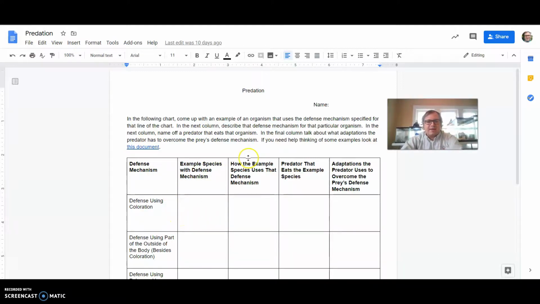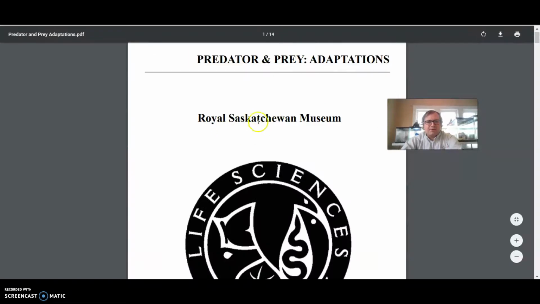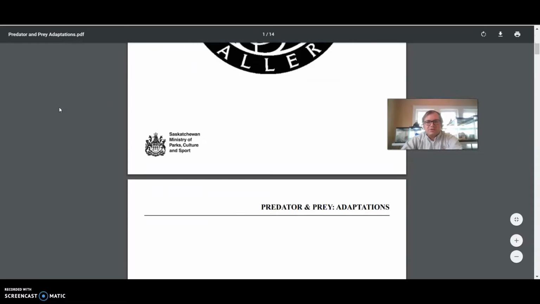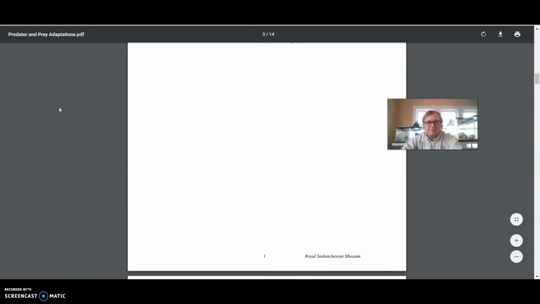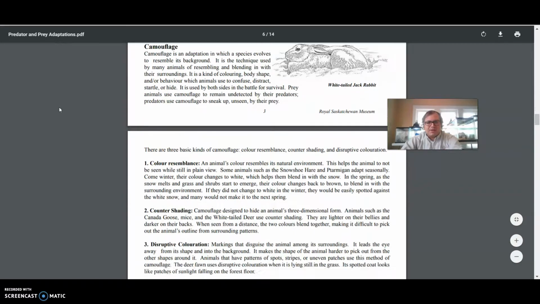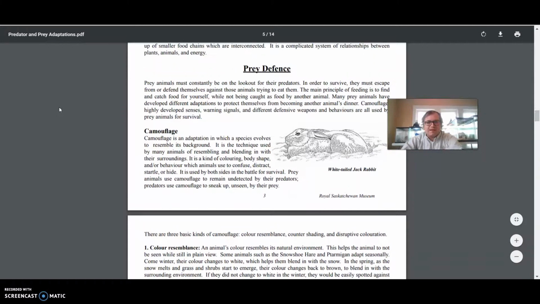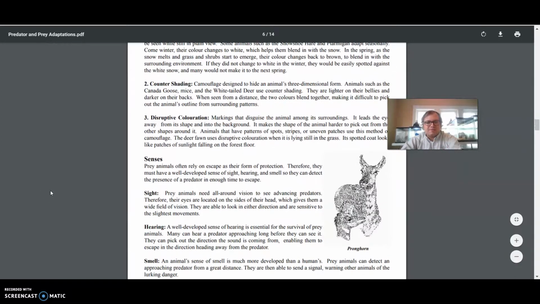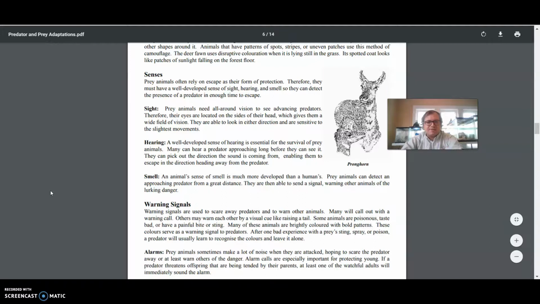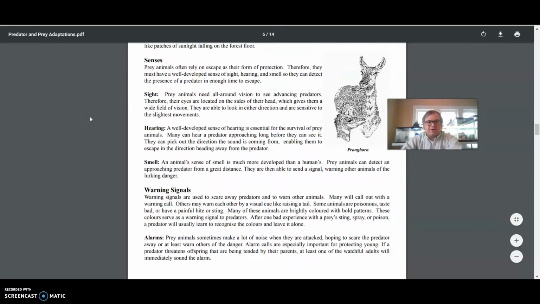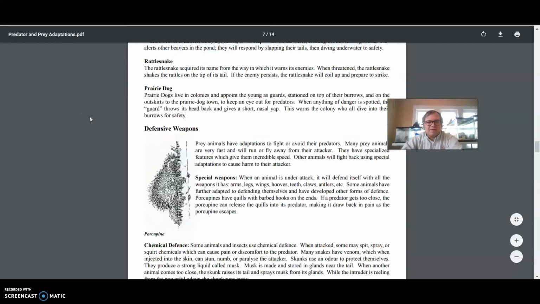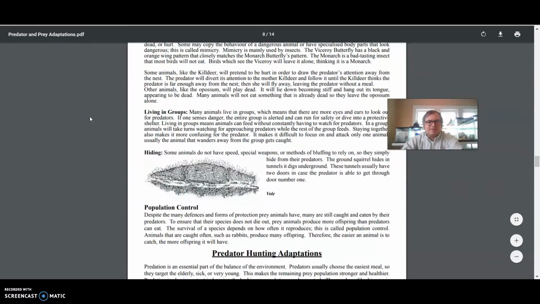The other thing that I did, I left a link to a document here. So this is from the Royal Saskatchewan Museum, Predator and Prey Adaptations. So as you scroll down through it, a little bit further down, you'll start to find different types of prey defense mechanisms. So here it talks about camouflage with the white-tailed jackrabbit. They'll talk about some different examples of that. Senses as ways that prey will defend themselves in that way. So they talk about a few different methods like that.